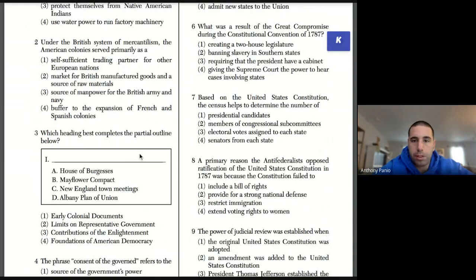Which heading best completes the partial outline below? The House of Burgesses, which we talked about Monday, the Mayflower Compact, New England Town Meetings, and the Albany Plan of Union. The correct answer will be 4. These are our foundations of American democracy. We go back and look at these as the big first moments in American history. The House of Burgesses was the first House of Representatives we had. The Mayflower Compact was like our first constitution. All right, so on and so forth.